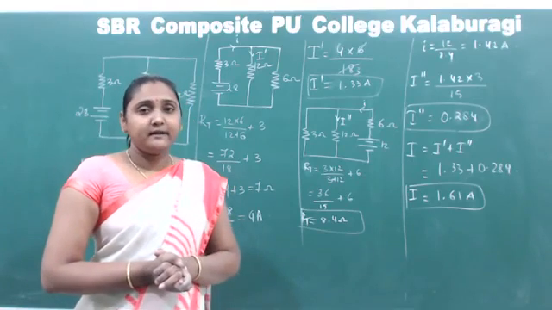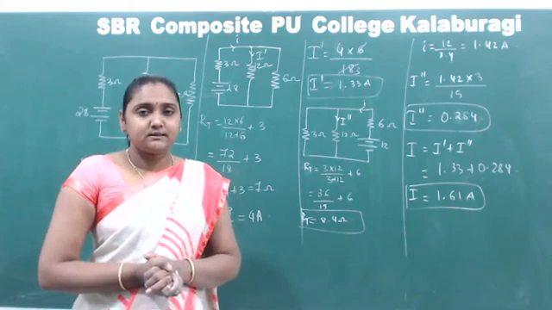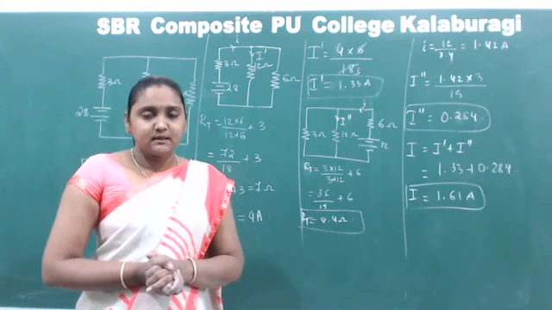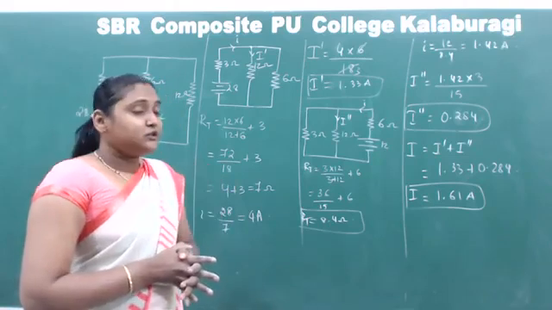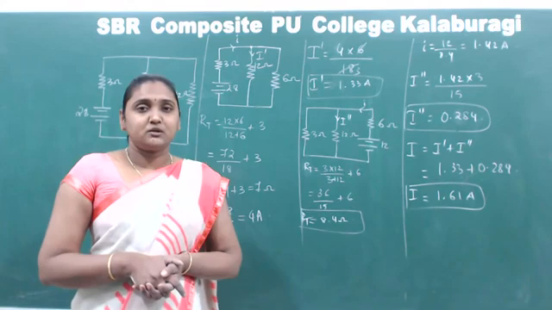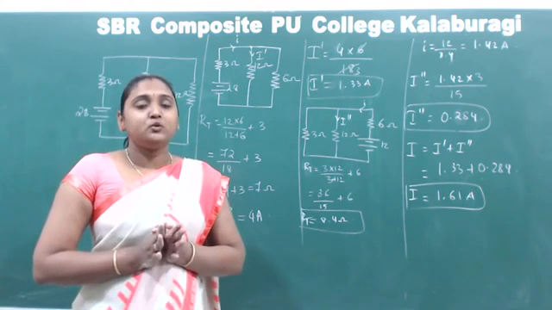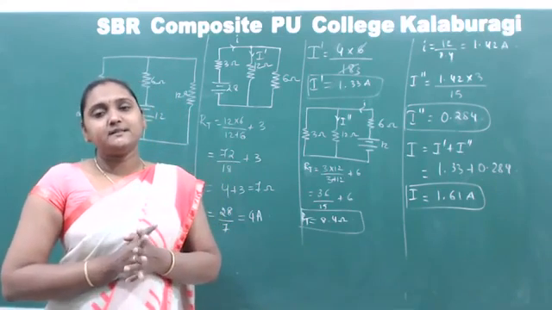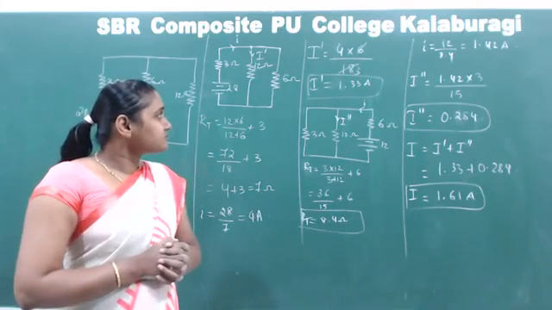So what does the current divider rule say? Whenever you want to calculate the current across any particular resistor, consider the opposite resistor in the numerator and the sum of the two resistors in the denominator, into the main current. Okay. For the voltage divider rule, when they are connected in series, the voltage across any particular resistor is the voltage into that resistor divided by the total resistance, where the total resistance is nothing but the sum of the two resistors, right?